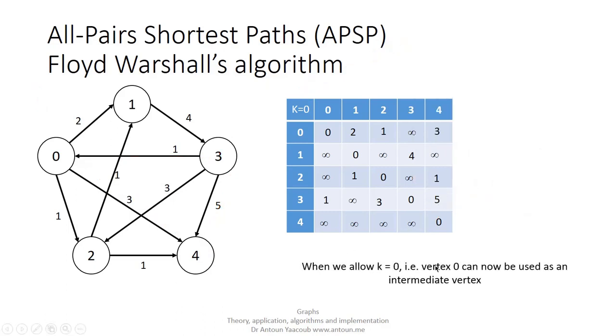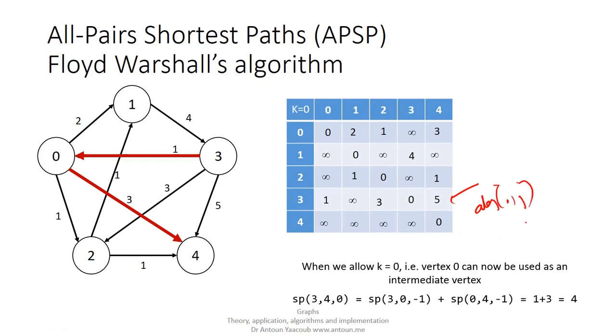So when we allow k, it means vertex 0 can now be used. So SP3 of 4 is equal to SP3 of 0, k minus 1, it means the direct path, plus SP of 0, 4, the old value in the adjacency matrix, which is equal to 4. So now it's the minimum. As you can remember, it's the minimum between adjacency of i,j and adjacency of i,k plus adjacency of k,j. So this is the minimum, a good option, and I can update this. Obviously, in our code I will do that for all the vertices.